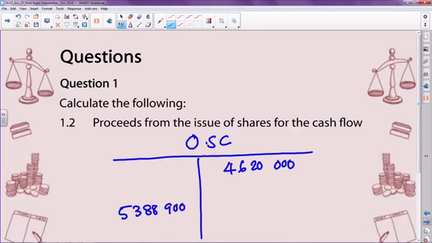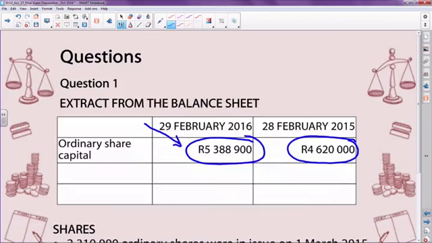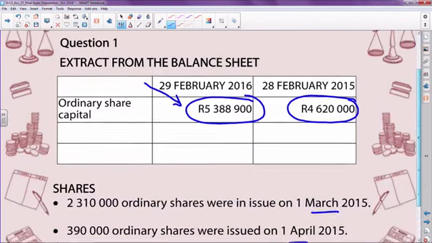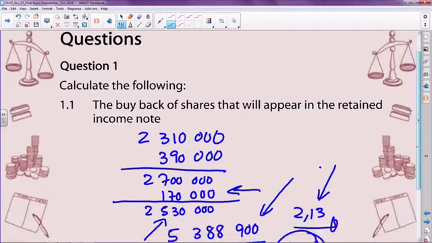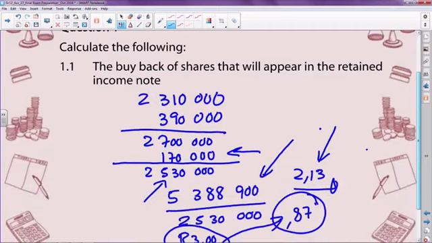5,388,900. Okay, so opening balance, closing balance. There's my opening balance, there's my closing balance. What else do I know? From my previous calculation, I know that the average price per share was, and we calculated it, do you recall? The average price per share was R2.13. Right, okay.